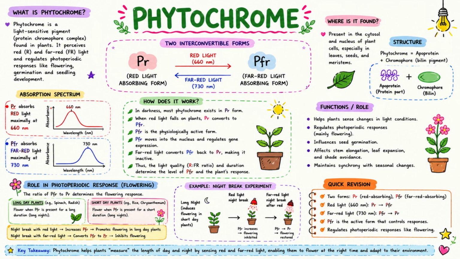Phytochrome. Phytochrome is a light-sensitive pigment that helps plants detect light. It has two forms, PR and PFR. PR absorbs red light. PFR absorbs far red light. Phytochrome helps control flowering and other responses to light.